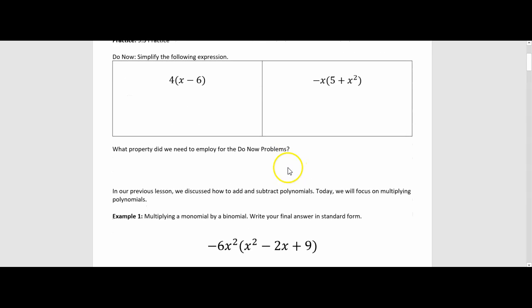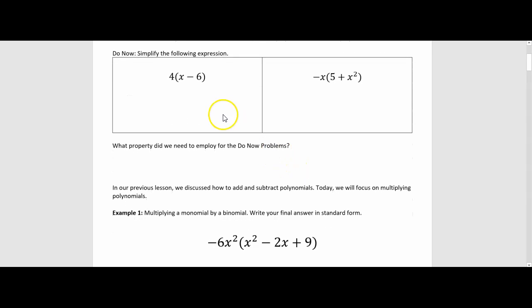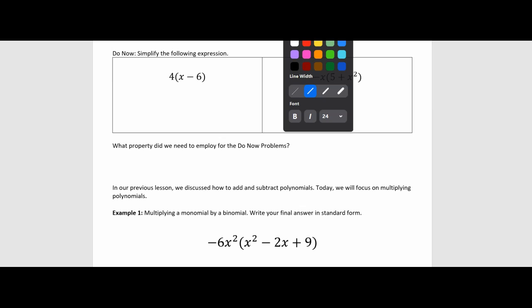Again, this is something you've already done. I want you to simplify the following expressions. So think about what type of multiplication needs to occur here, how do we do it, and then write down what you get. Pause the video and then come back and check your answers.